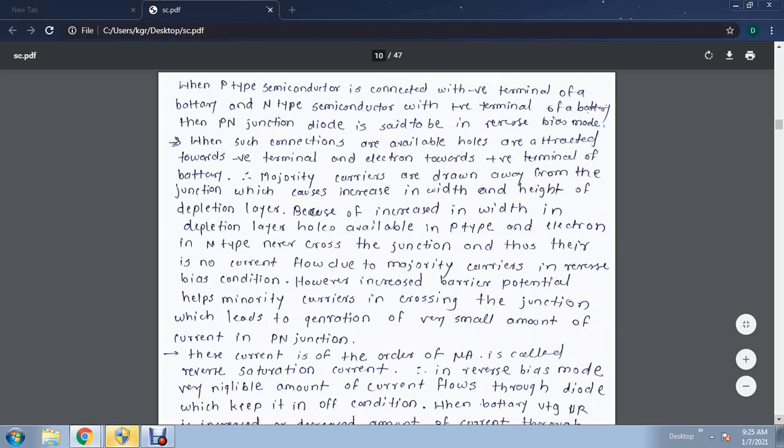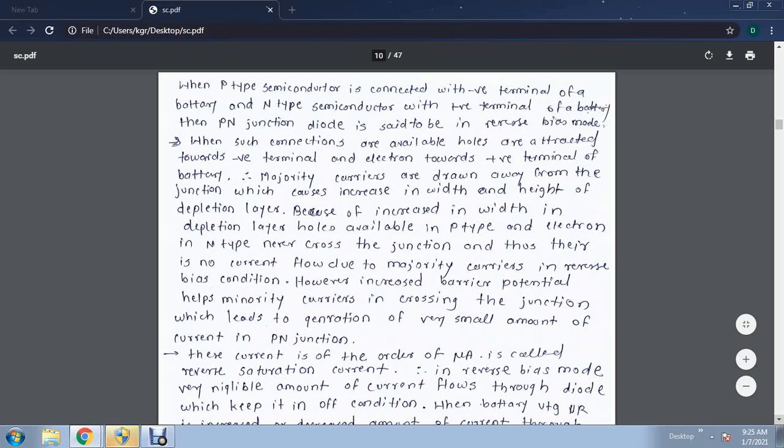Now I am asking one question: what is meant by forward bias? The positive terminal of the battery connected to the P side and the negative terminal connected to the N side is called forward bias. Next, what is meant by reverse bias? Same polarity connection, reverse polarity connection, both A and B, or none. Which one is correct? Reverse polarity is the correct answer.